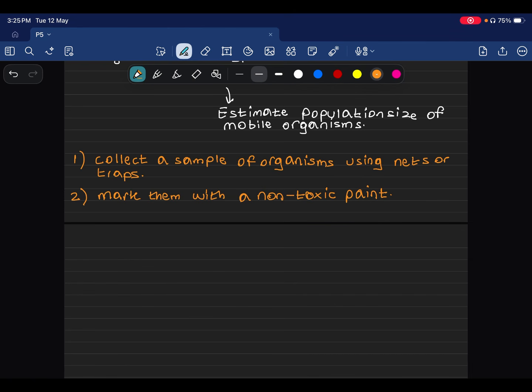And secondly, you don't want to paint with a very heavy paint. There are some paints which are really heavy, they have a very big mass. And once you paint those animals with such a heavy paint, their mobility is going to be affected, right? You do not want that to happen. So you mark them with a non-toxic paint in such a way that you're not harming the organisms and their mobility is not being affected. How is it going to harm the organisms?